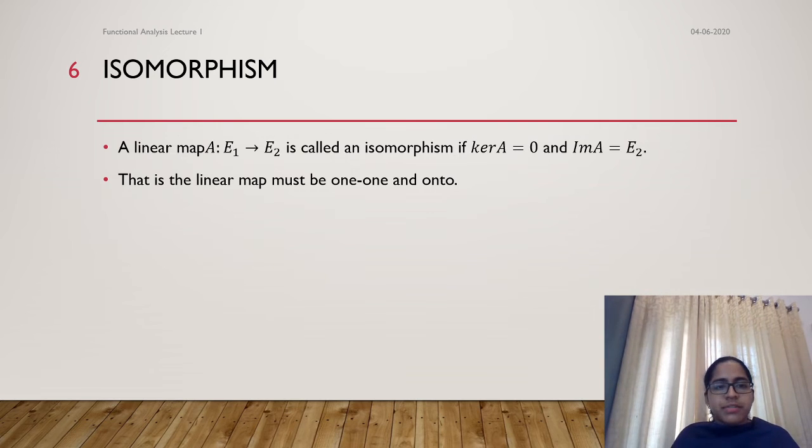Next we move on to the definition of isomorphism. A mapping A from E1 to E2 is called an isomorphism if the kernel of A is 0 and the image of A is E2. Or we can say that a mapping is said to be an isomorphism if that mapping is both 1-1 and onto.